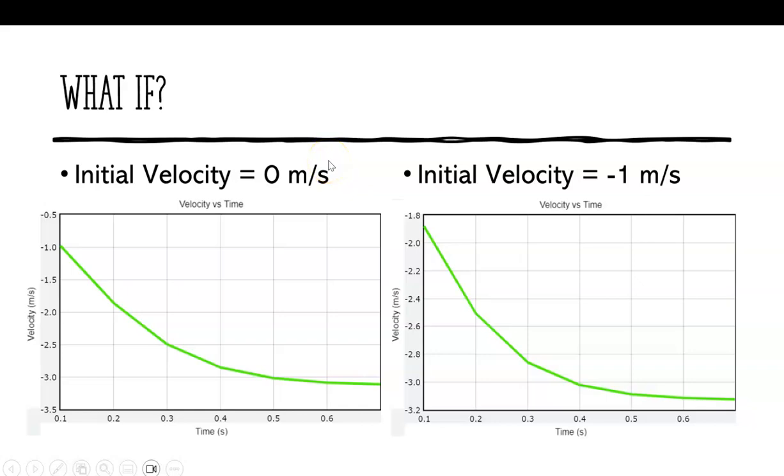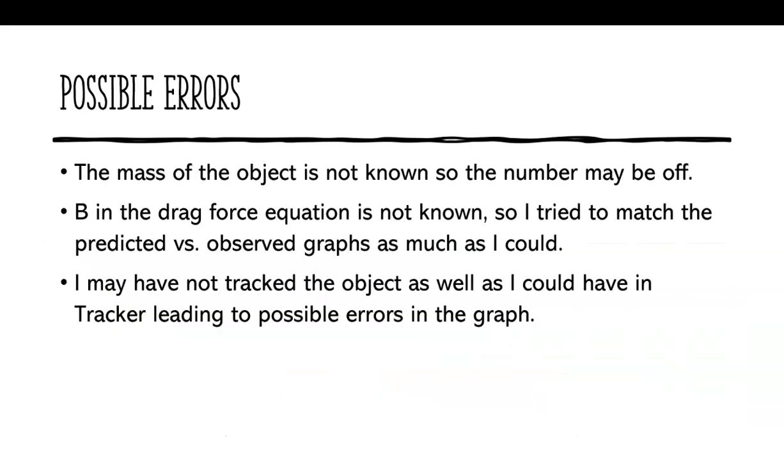What if? So here it is shown that an object at rest will have a lower terminal velocity than an object that is already in motion or thrown. Here you can see it's negative like 3.1. Here it is negative 1.5. So it is more.